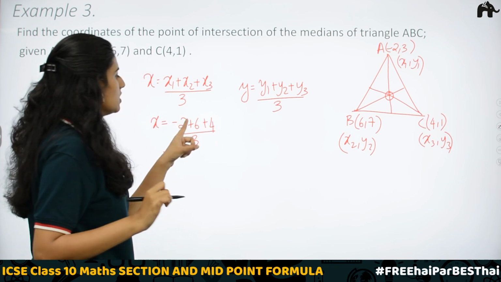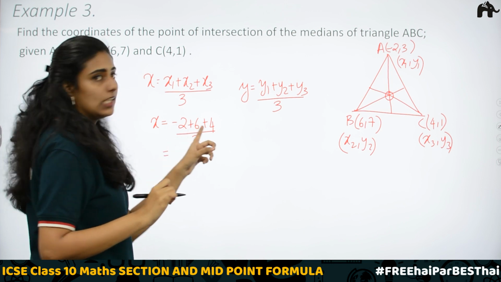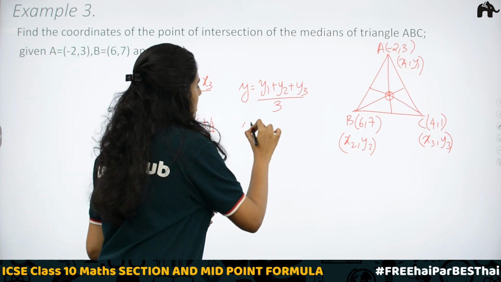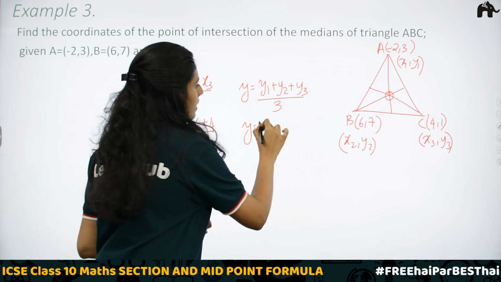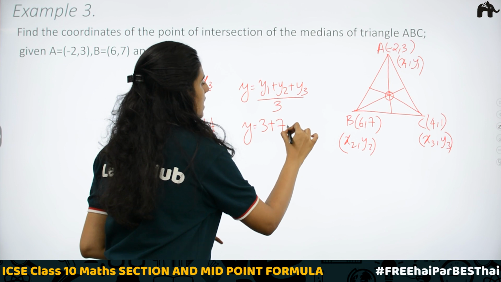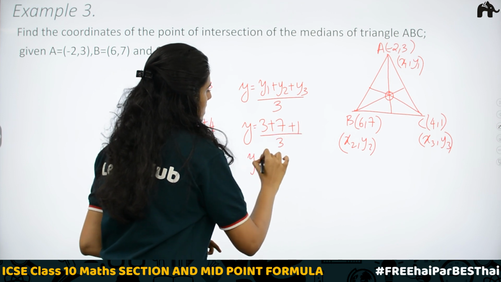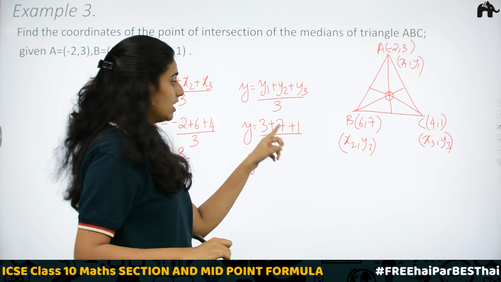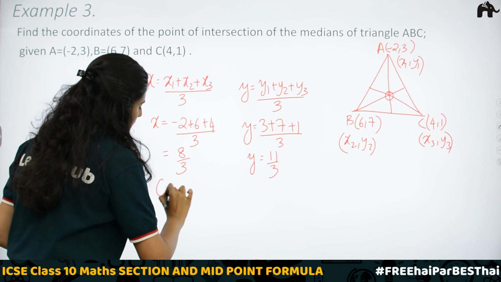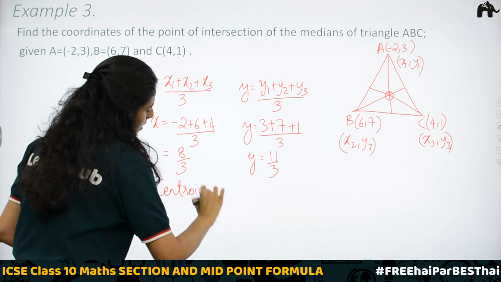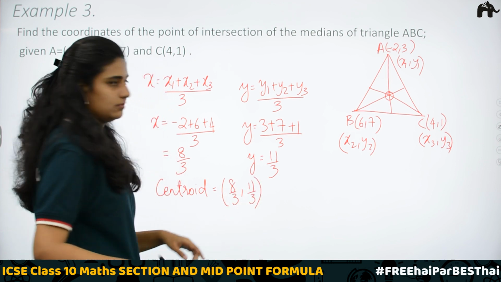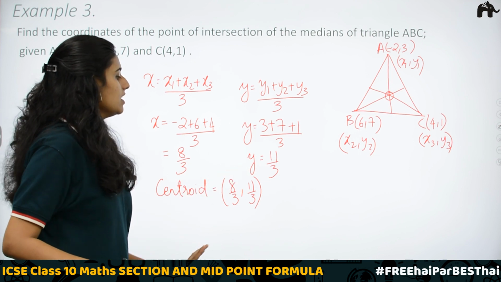That is equal to -2 plus 6 is 4, 4 plus 4, 8. 8 by 3. Now y coordinate, y is equal to, here y1 is 3, y2 is 7 plus 7 and y3 is 1 plus 1 divided by 3. Y is equal to 3 plus 7, 10, 10 plus 1, 11, 11 by 3. Therefore, the coordinates of the centroid is equal to 8 by 3, 11 by 3. X is equal to 8 by 3 and y is equal to 11 by 3.